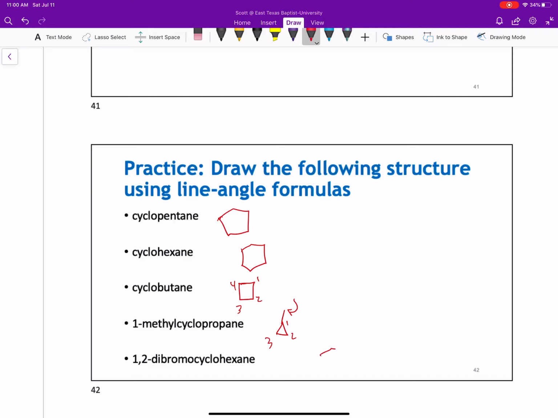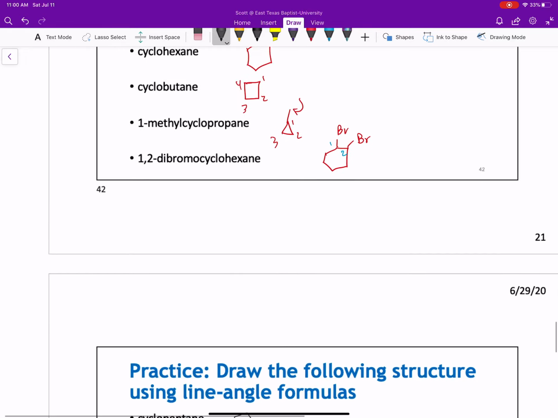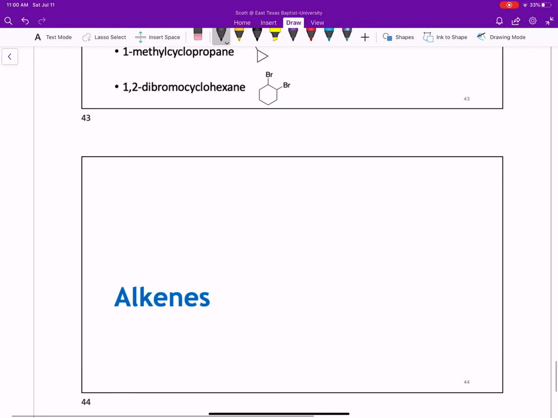And then the 1,2-dibromocyclohexane is going to be 1,2-dibromo. I could have put them anywhere on the ring because wherever they wound up, I would have just made that 1 and 2. And so there are your answers.